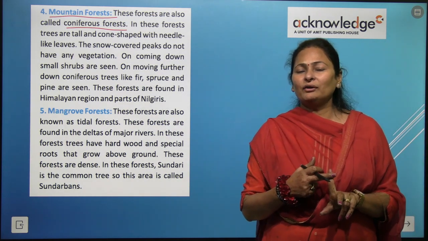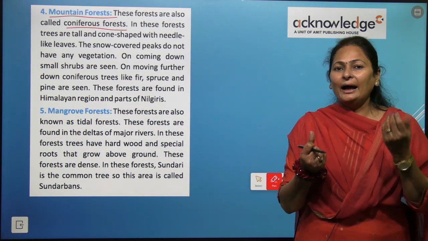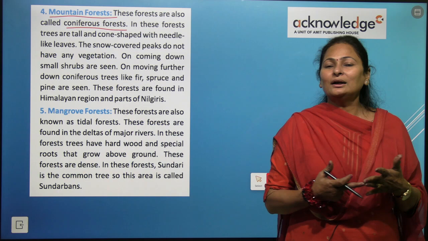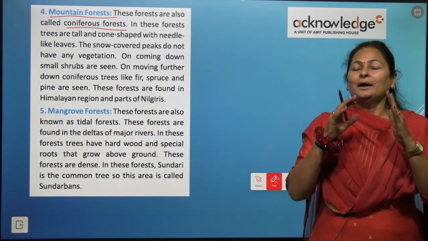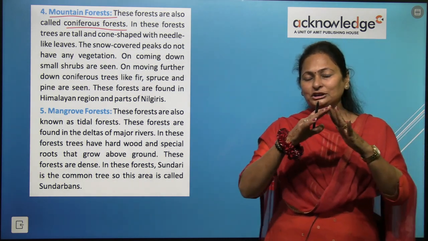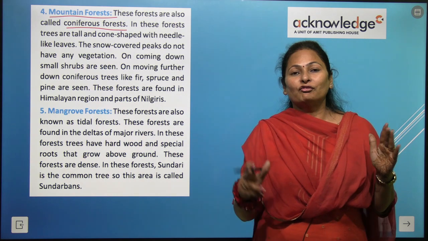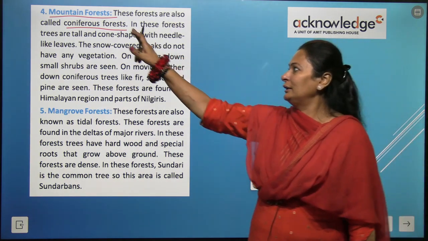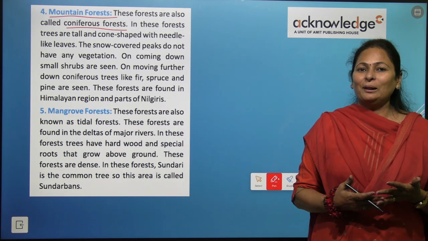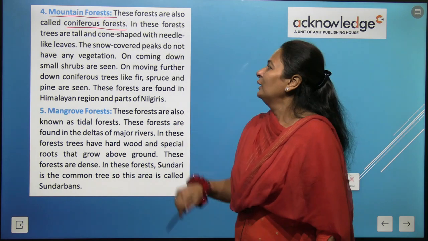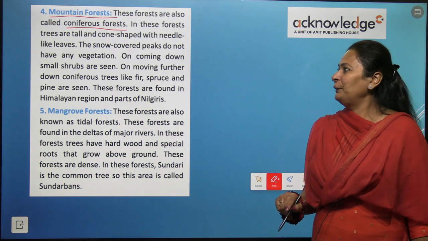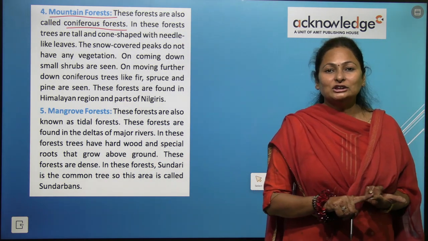They have needle-like leaves so that rain and snow can slip off easily and it will not harm the tree, right? Because of this, they have the needle shape, the cone shape, and they are long, not wider. That is why we call this type of forest, mountain forest, what we call them? We call them coniferous forest too, right? So trees are long and cone shaped with needle-like leaves. The snow-covered peaks do not have vegetation.